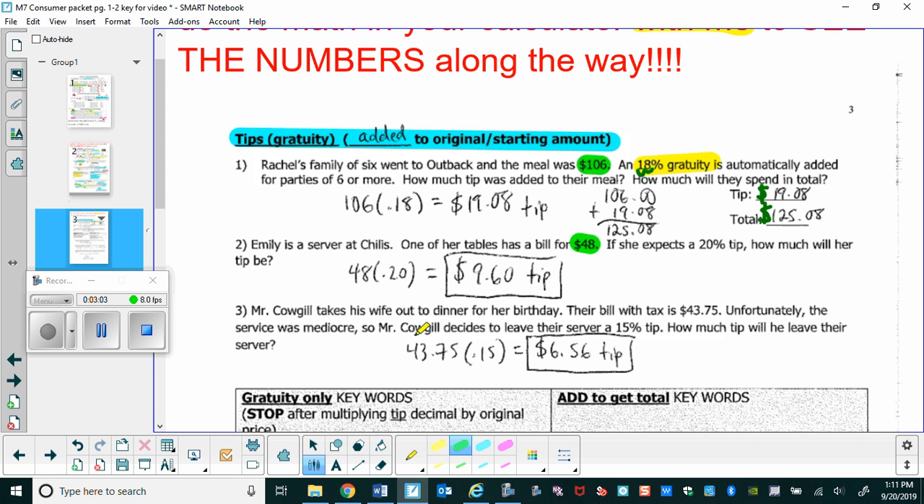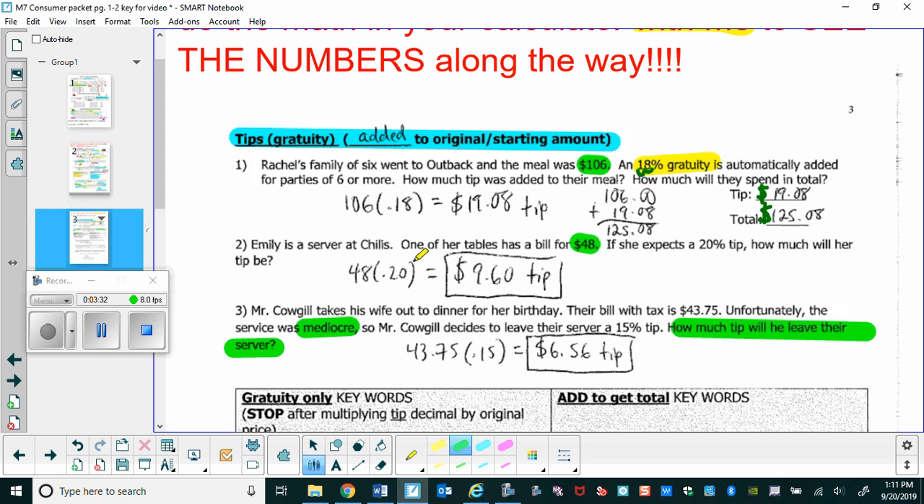For one more problem, Mr. Cowgill takes his wife out to dinner for her birthday. Their bill with tax is $43.75. Unfortunately, though, the service was mediocre, and what that means is that the service is so-so. It wasn't great, it wasn't bad, it was mediocre. So instead of leaving the traditional 20% tip, Mr. Cowgill is just going to leave a 15% tip for their server. So for this question, it asks, how much tip will he leave their server?